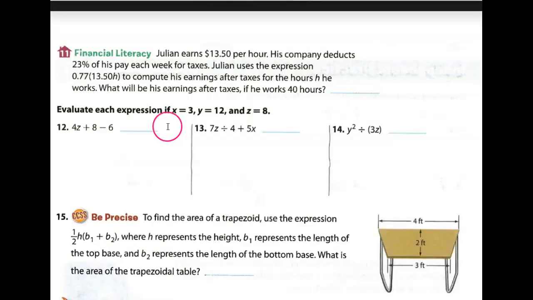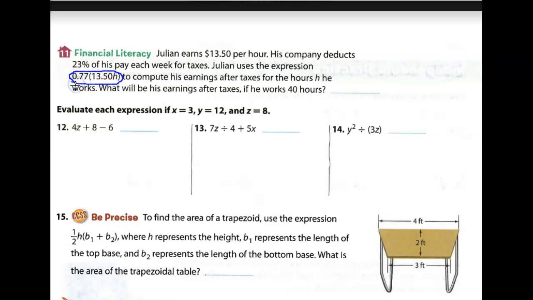That was number 10. All right, number 11 says Julian earns $13.50 per hour. His company deducts 23% of his pay each week for taxes. Julian uses the expression, so it gives you the expression here, 0.77, right? Because that's 77%. That's what 100 minus 23% is. Times $13.50 per hour to compute his earnings after taxes for the hours he works. So it tells you the equation, which is right here. This is actually the equation that I'm going to use to figure out my answer.